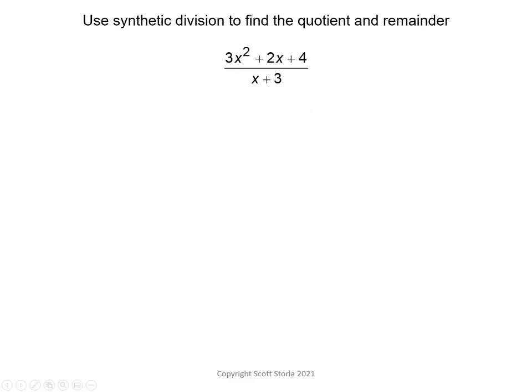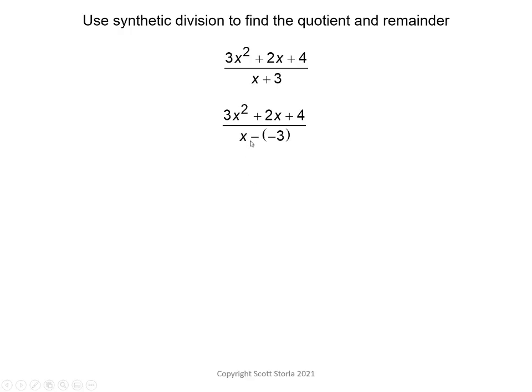Alright, here's our next one. Please notice that our divisor isn't a difference this time, it's a sum. We need it to be a difference, so what can we do? The idea would be we know how to rewrite sums as differences. That is, we can rewrite this as x minus negative 3, and then we can use the subtrahend. So with that in mind, please use synthetic division to find the quotient and remainder.